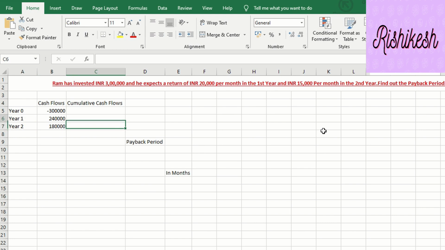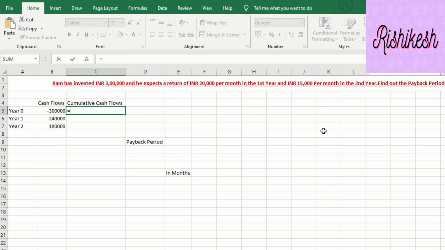Now, when you recover your entire cash outflow, obviously your net cash flow will be 0, right? That is, your cumulative cash flow will be 0. So basically, in other way around, you can also say that payback period is the time in which your net cash flows become 0, right? So in the beginning, what will be the cumulative cash flow? That will be equals to minus 3 lakh.